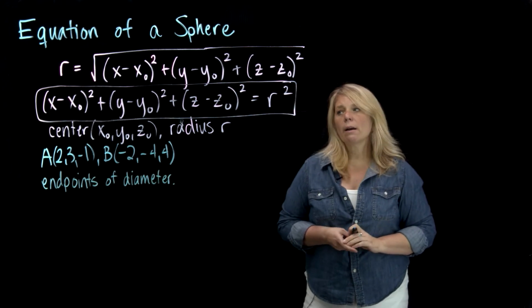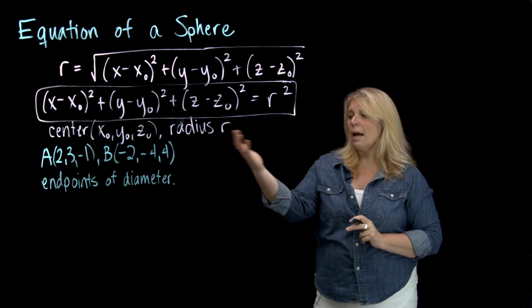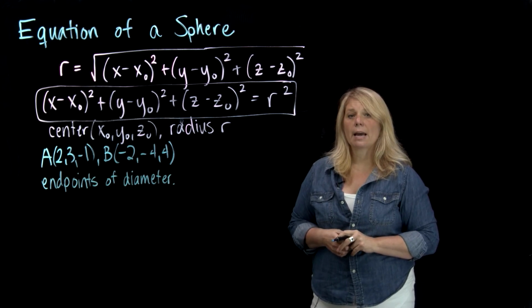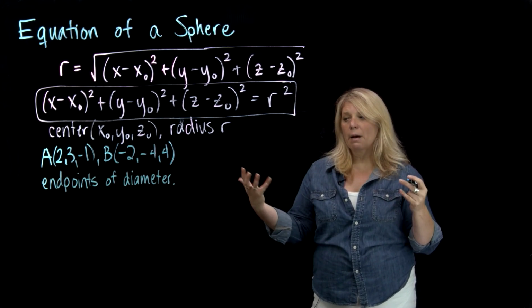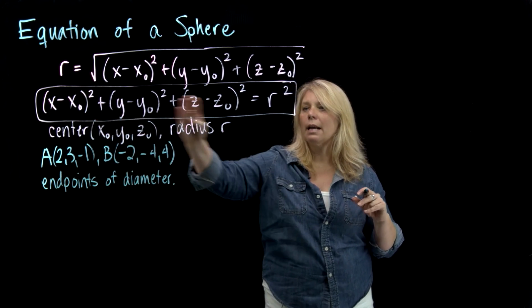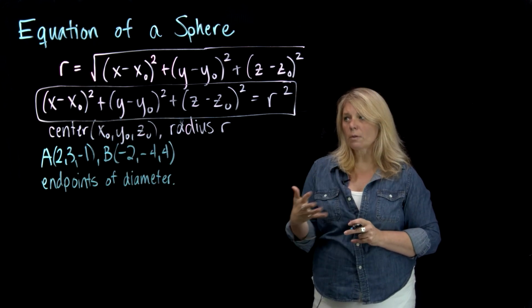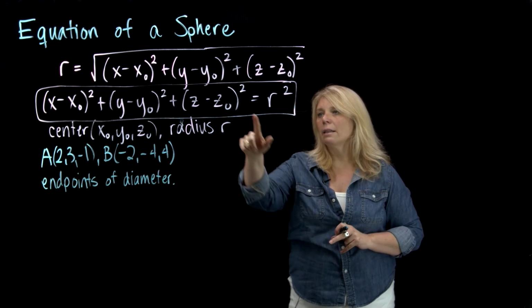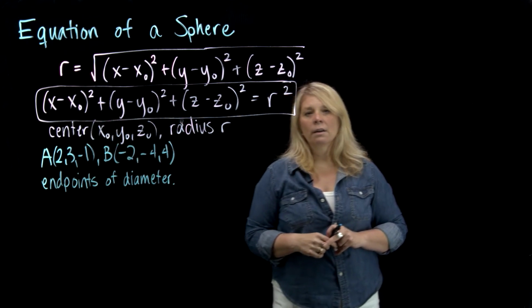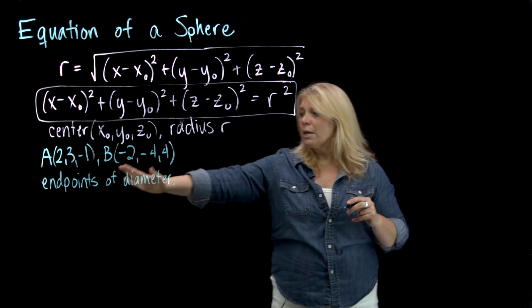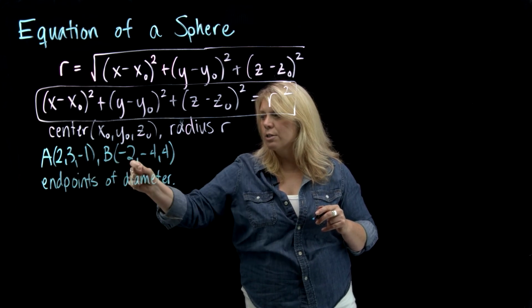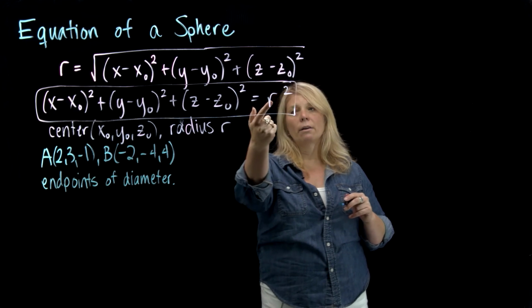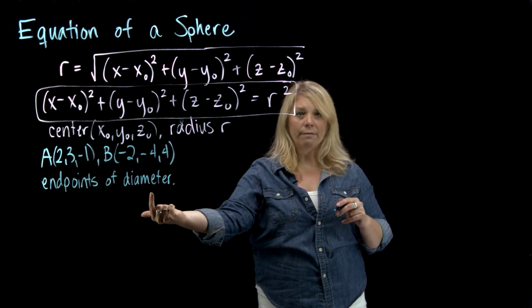All right, so if I want to find the equation of the sphere that has those 2 points as the endpoints of a diameter, I need to think a little bit about how I'm going to take that information and connect it to this equation of a sphere. To write the equation of the sphere, I need to know the radius of the sphere and the center of the sphere. All right, so the information I'm given here is that these are the 2 endpoints of a diameter. I know that the radius is half of the diameter.